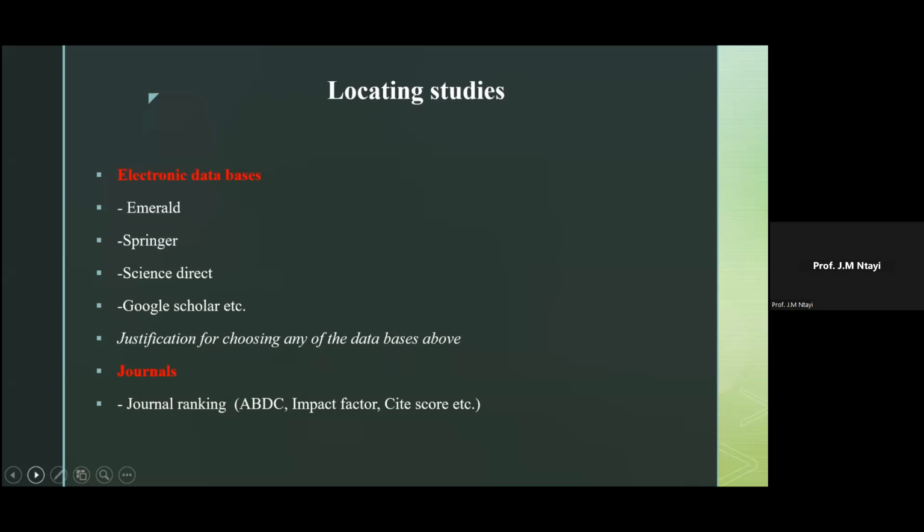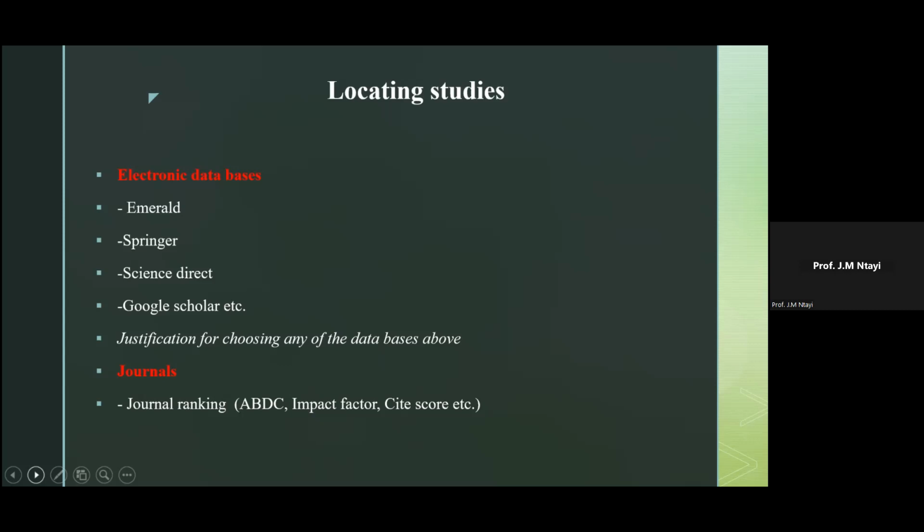Now, you must also have a justification for choosing Emerald, for choosing Springer, and leaving out Science Direct. You should be able to explain why you think Emerald is a better place for you to find the articles rather than Science Direct. Now, it is also good, but not compulsory, maybe the professor will throw in more light there. It's also very good for you to visit at least 2 or 3 databases as you look for the articles that you're going to include in your data set.